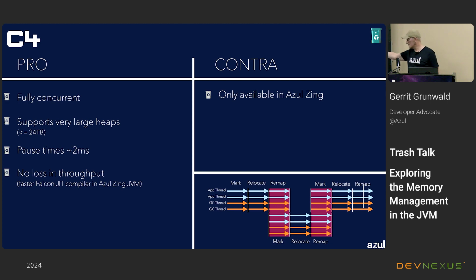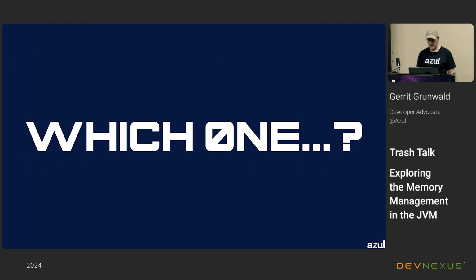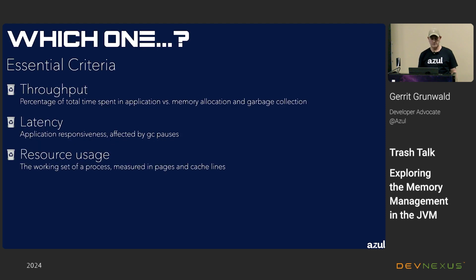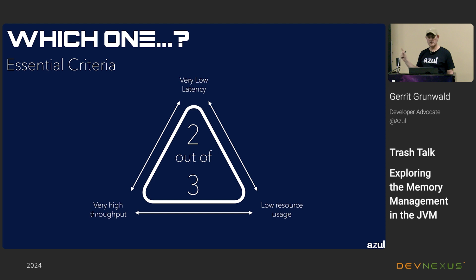You see, this is how it works. It would take too long. I think we are already over time. So just a few words on which one to choose. We have essential criteria like throughput, latency, and resource usage. Unfortunately, you can only choose two out of three. You can't just say, I would like to have all of them. So you make the decision, right? And there's a collector for all of this, but there's not one collector that covers it all.